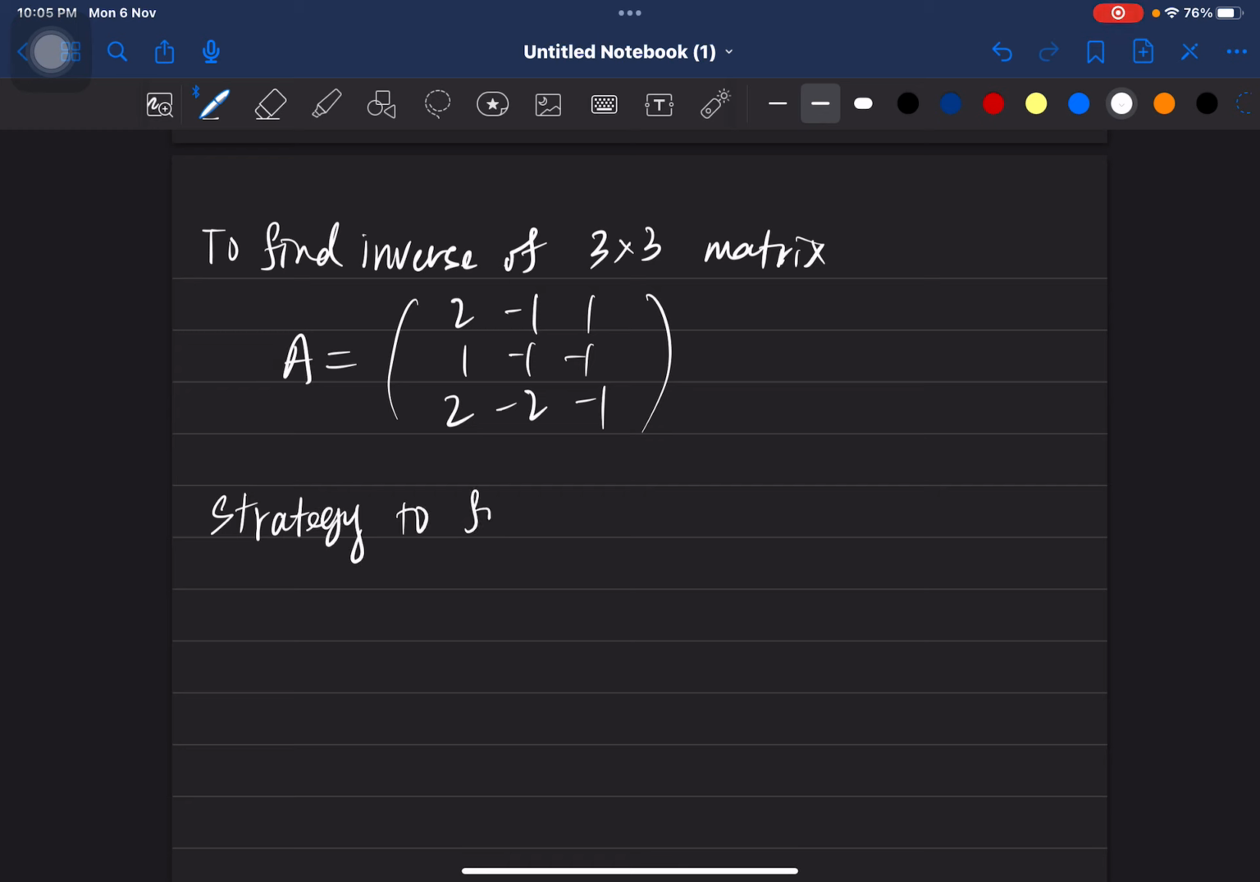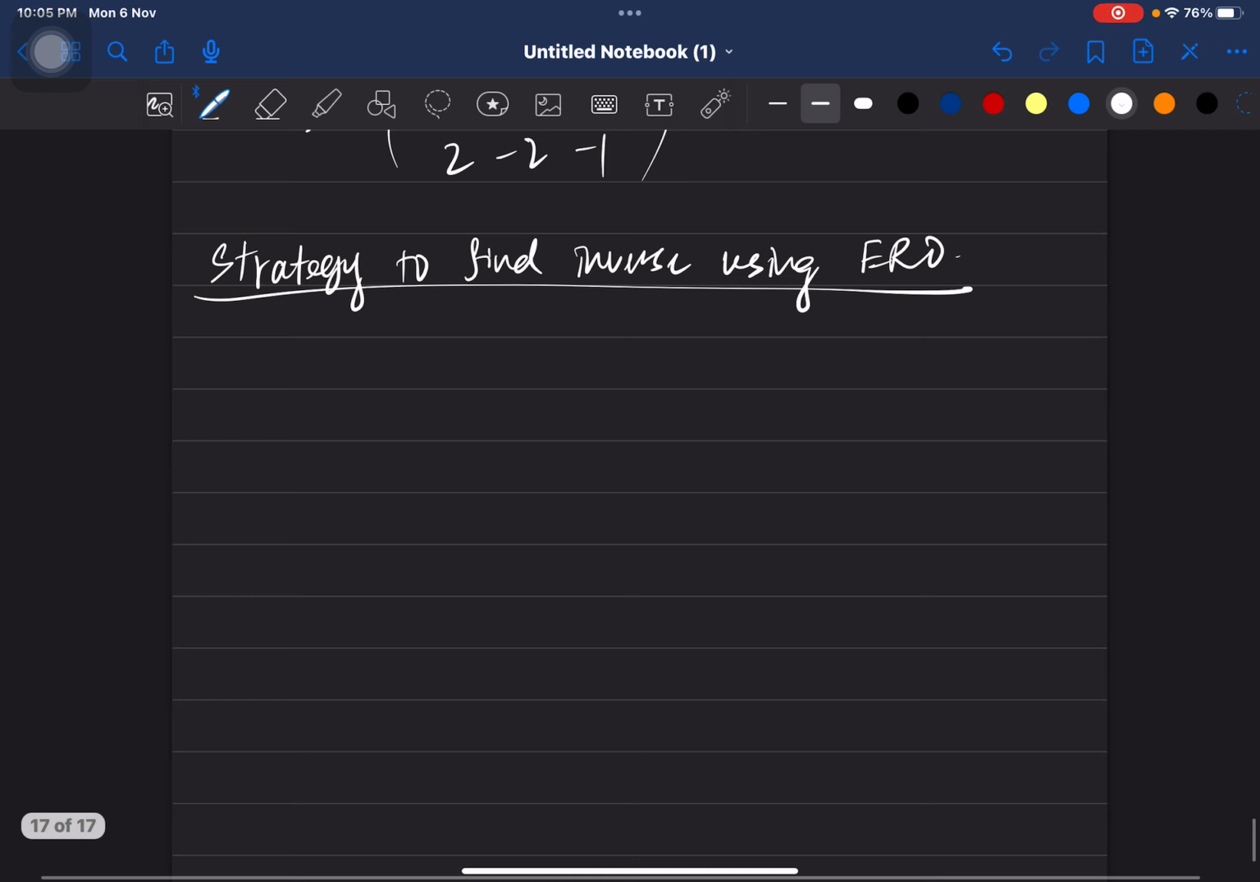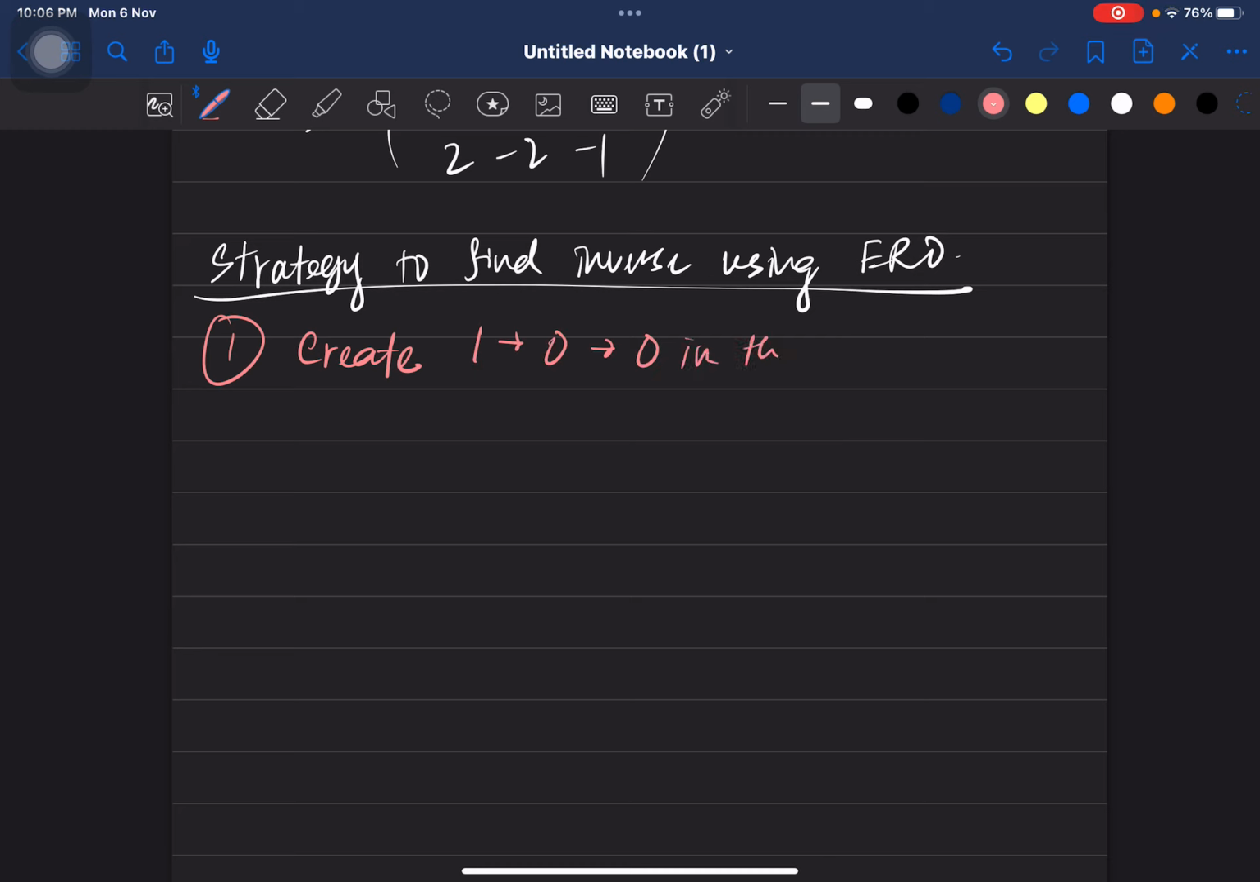The strategy to find the inverse using ERO is very simple. You just follow the rules. The first one is that you have to create 1 0 0 in the first column. You might be blur on the explaining part, but later when we do questions, you'll be fine. So initially we want to create 1 0 0.